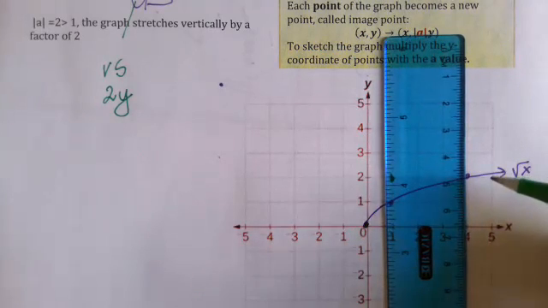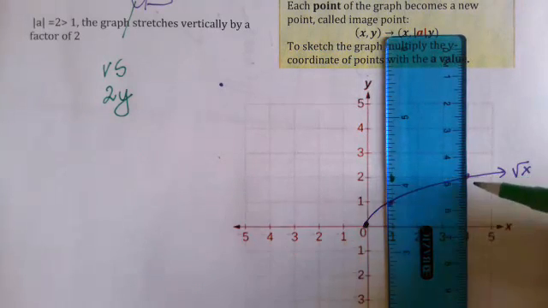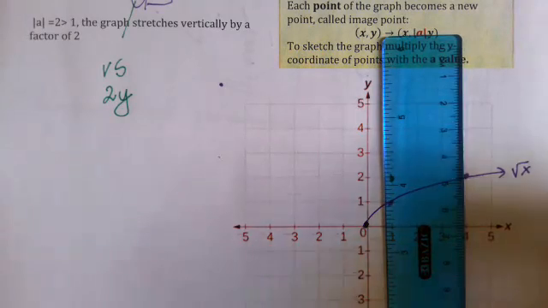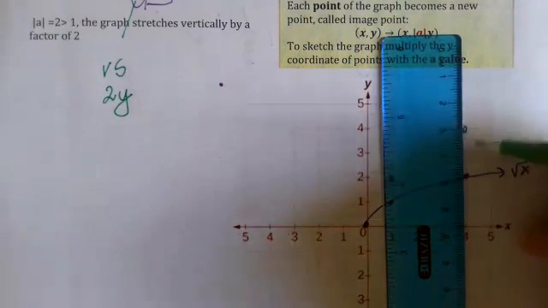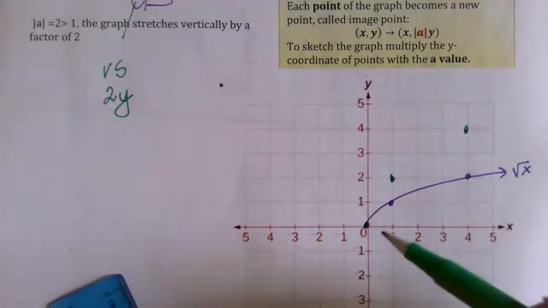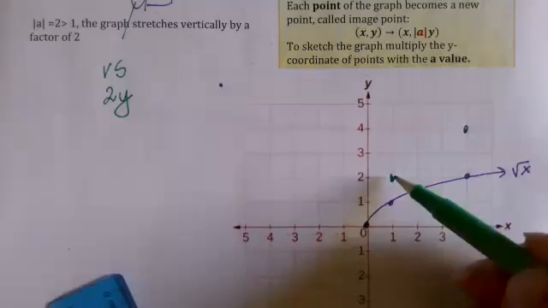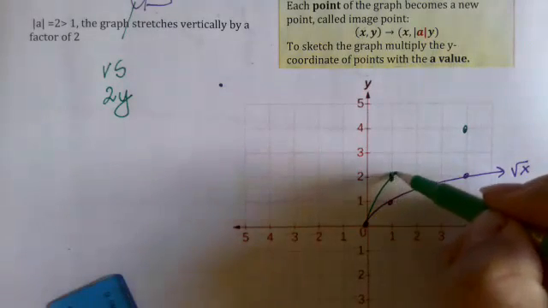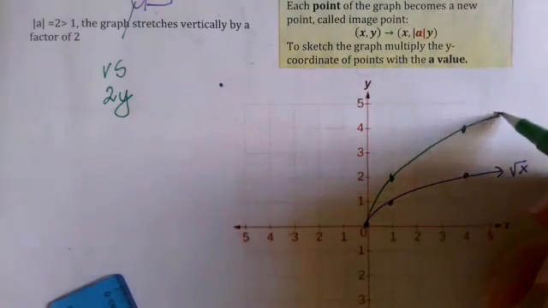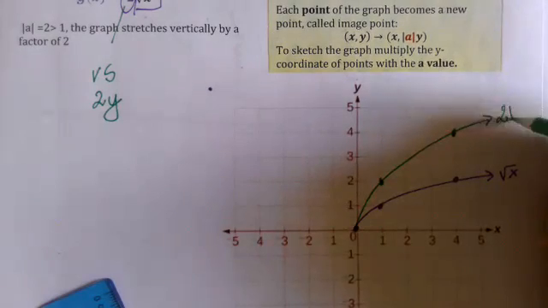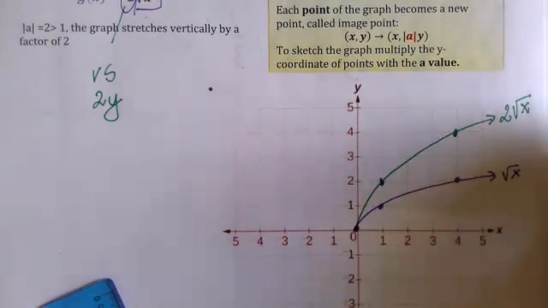When we get to our third point, the point (4, 2), we work with the y coordinate 2. So 2 times 2 is going to be 4. Again, the x stays at 4. Now we have our 3 points, the one that hasn't moved, the one at (1, 2), the one at (4, 4), and we're just going to do our swoosh through those points. So that's the graph of the stretch function 2 square root of x.